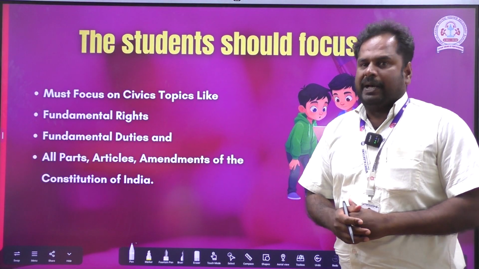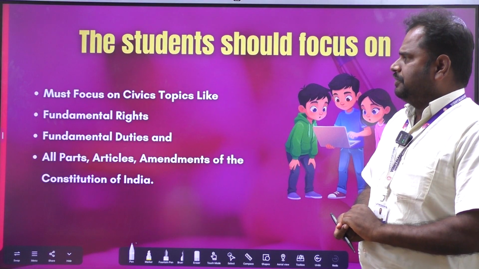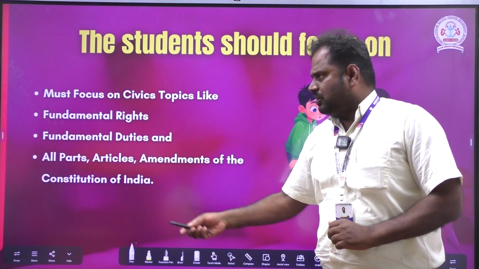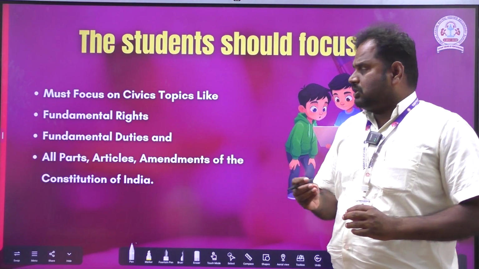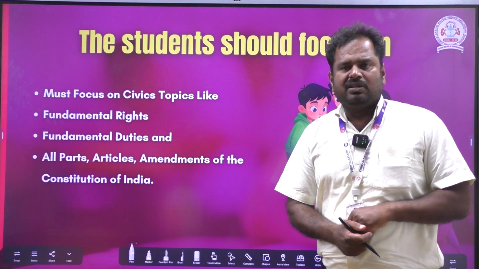Then, the civics part. Civics is very important for our daily life. So you should focus on fundamental rights, fundamental duties, and all the parts, articles, and amendments of our Indian Constitution.